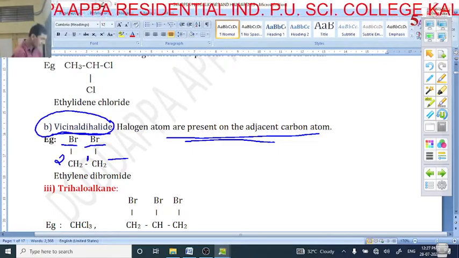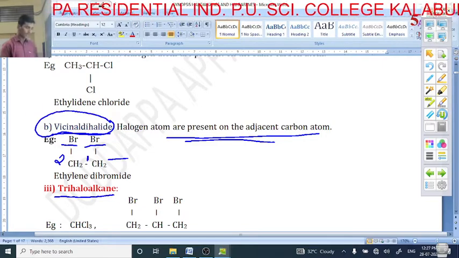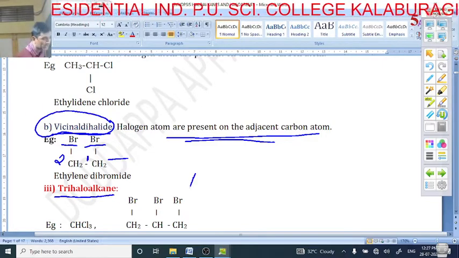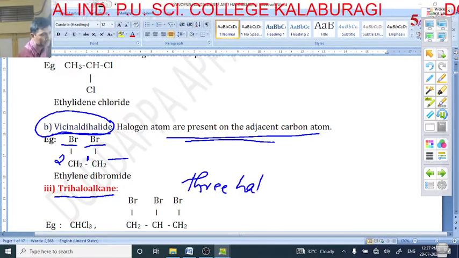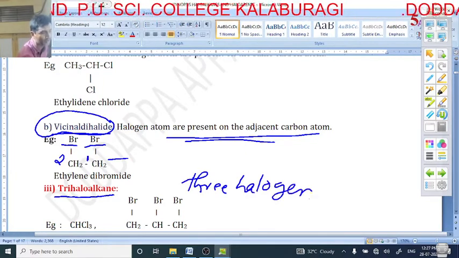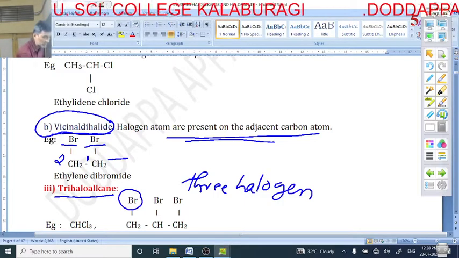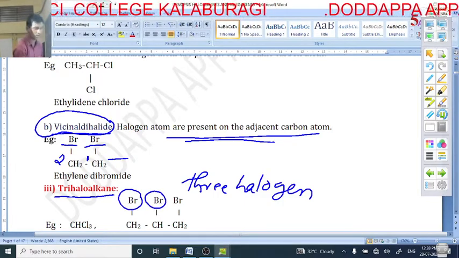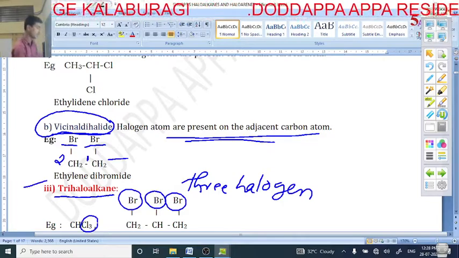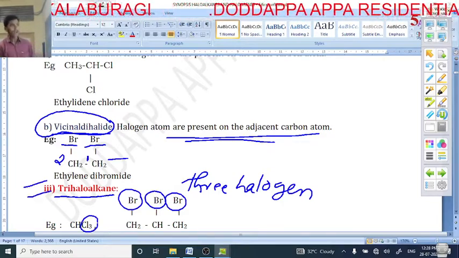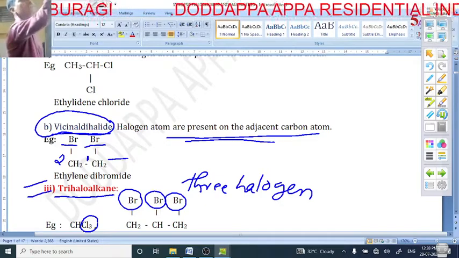The next classification is trihaloalkane. What is the trihaloalkane? It contains three halogen atoms: halogen atom number 1, halogen atom number 2, halogen atom number 3. Here also there are three halogen atoms. So that's why this is called trihaloalkane.